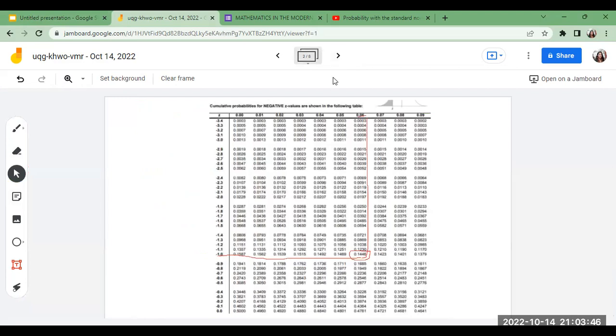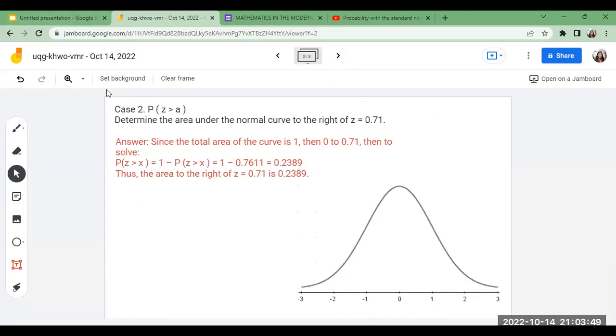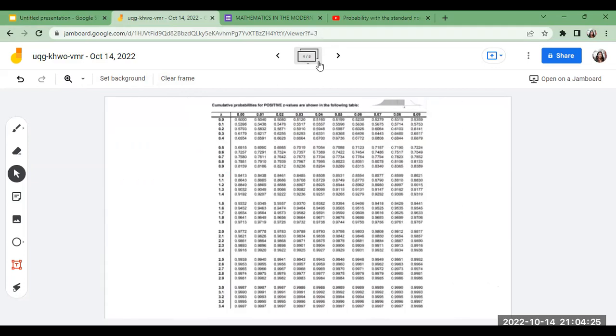So let's have case number 2. The probability that Z is greater than A. Determine the area under the normal curve to the right of z equal to 0.71. If case number one was to the left or less than, now it's to the right. So to the right means greater than A. And 0.71 is positive, so the distribution table we will use is the positive one. Earlier it was negative, now it is positive.